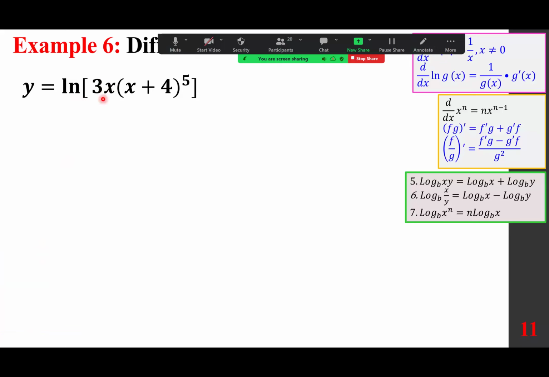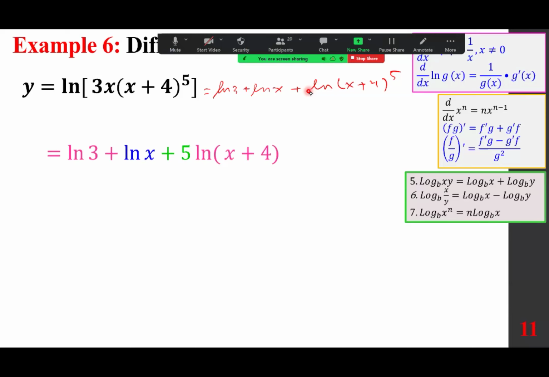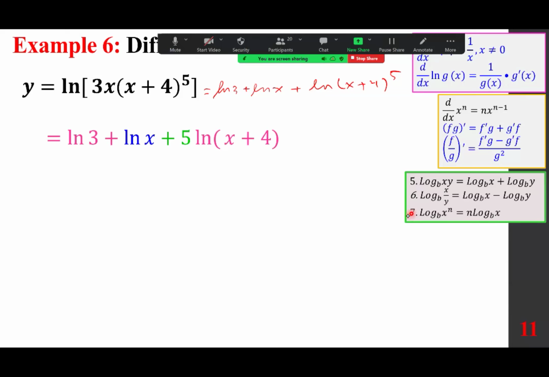So this is natural log of this times this times this. So ln of 3, if you look at number 5, the product rule, ln of 3 plus ln of x plus ln of this piece. Let me actually do this in two parts. Ln of 3 plus ln of x plus ln of the last piece, x plus 4 to the power of 5. 5 sits in front. That uses number 7.